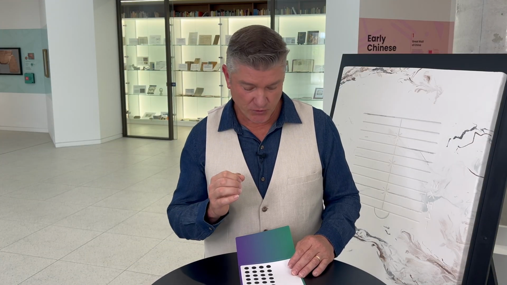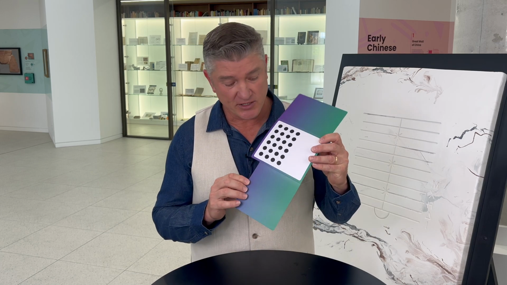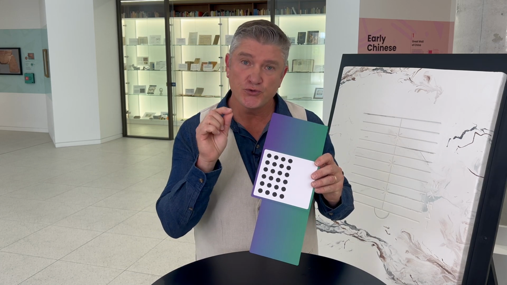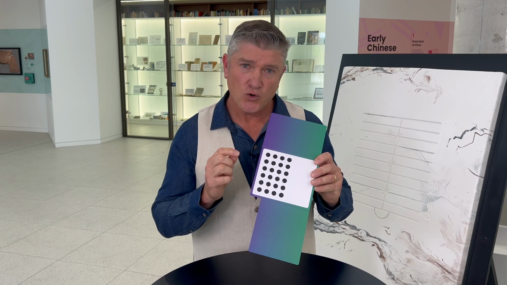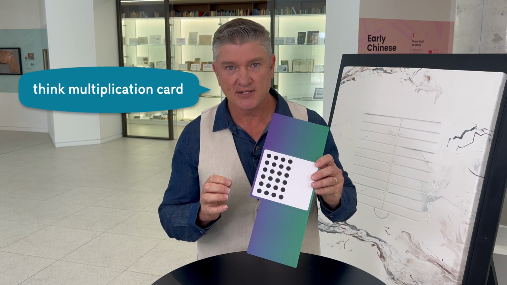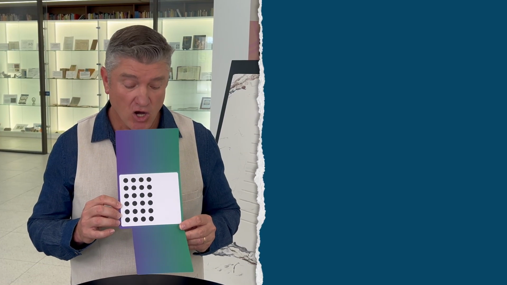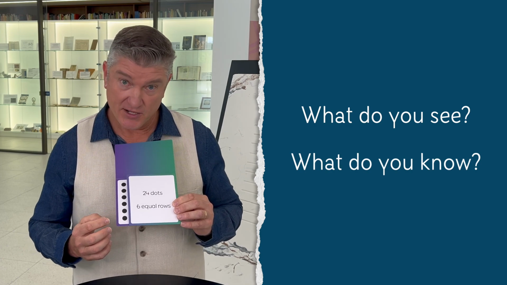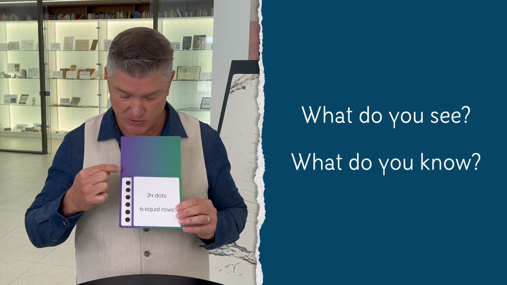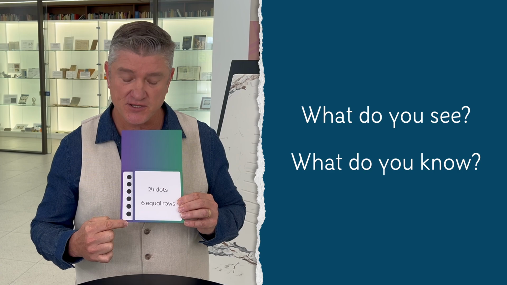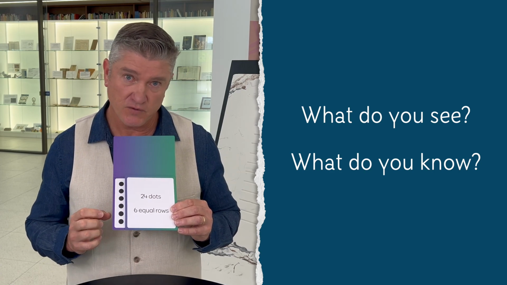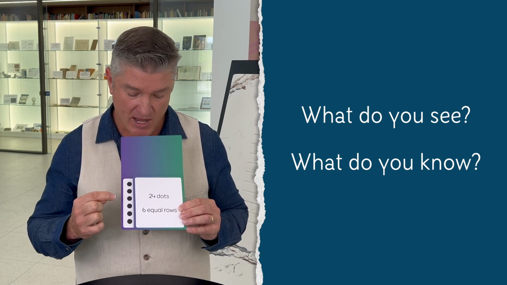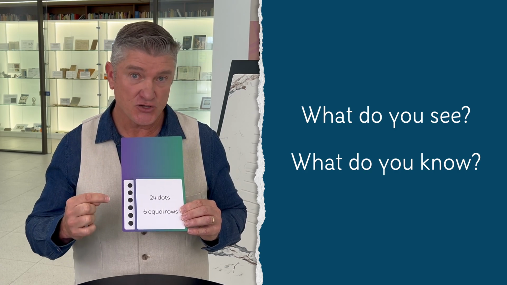First, we want to introduce a strategy using something concrete or pictorial. I like to use an array card like this because it shows two types of division, and we call this the Think Multiplication card. Start by hiding the number in each row and ask the students, "What do you see and what do you know?" They should be able to tell you, "I know there's 6 equal rows, 1, 2, 3, 4, 5, 6, and we know the total's 24. How are you going to figure out how many dots are in each row?"